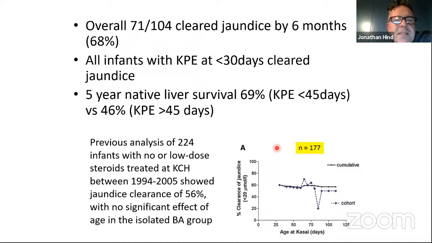Did the steroids make a difference? Well, overall, 71 out of 104 cleared their jaundice. That's 68% jaundice clearance. All of those done less than 30 days cleared the jaundice. And the 5-year native liver survival was 69% in a Kasai less than 45 days, or 46% after 45 days. They compared that with the historical control. And in fact, the early Kasais at that time, they didn't all clear their jaundice. So there was perhaps a positive effect of the steroids on Kasais done early.